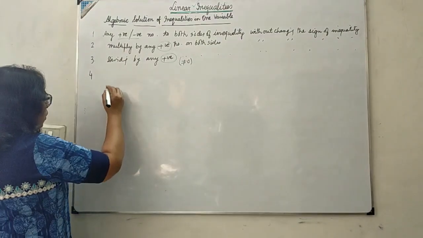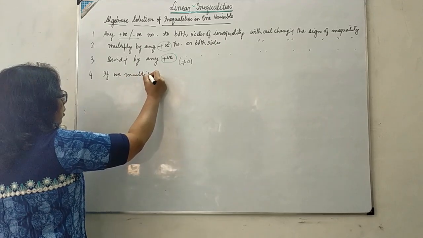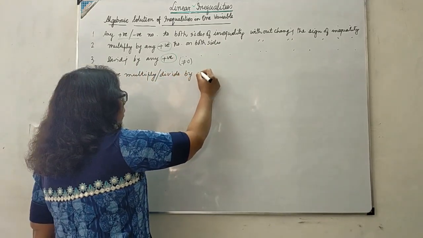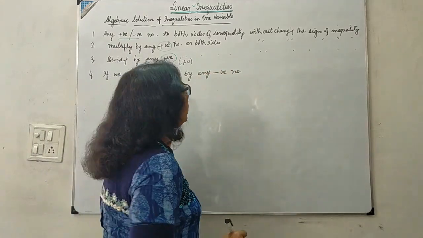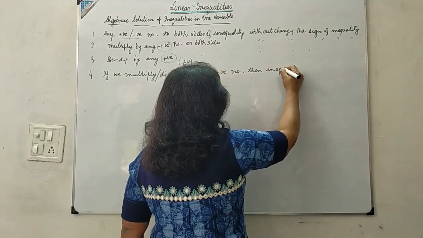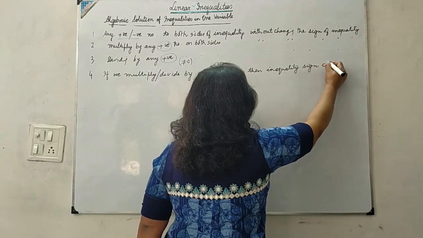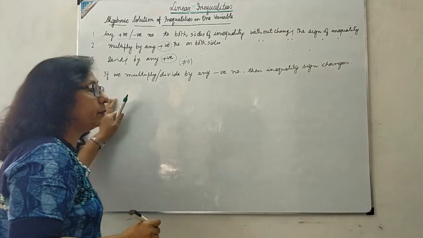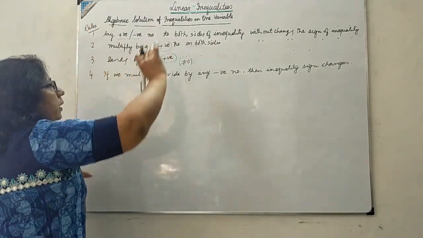But there is another rule. If we multiply or divide by any negative number, then the inequality sign changes. Before proceeding further, we have to keep these rules in our mind. How to solve linear inequalities?